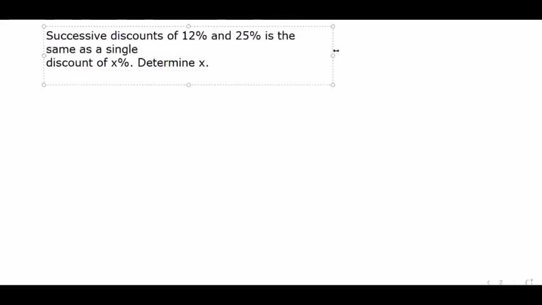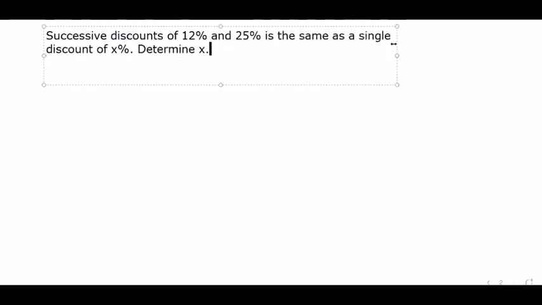You can continue, Prof. All right, so the next question involves percentages. It says that successive discounts of 12% and 25% is the same as a single discount of X. Determine X.